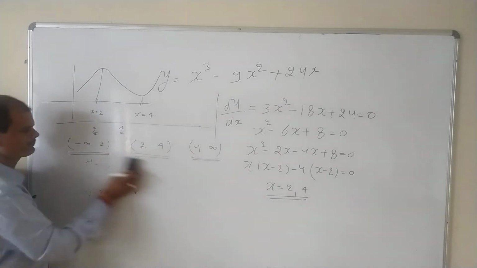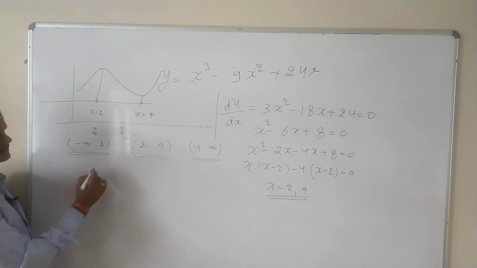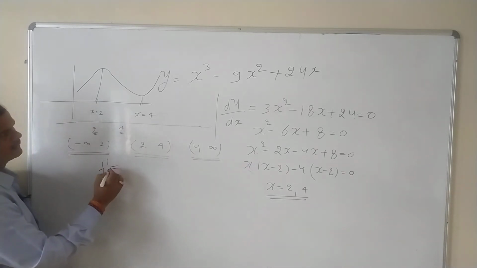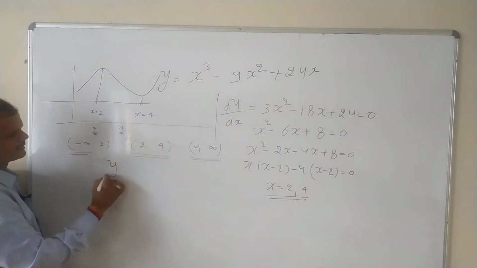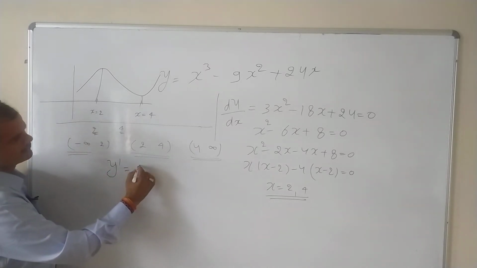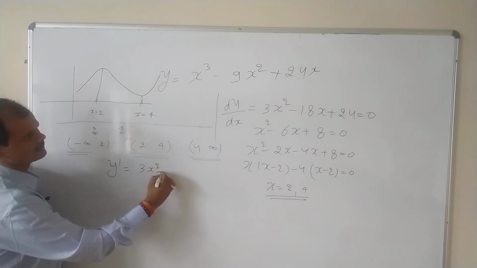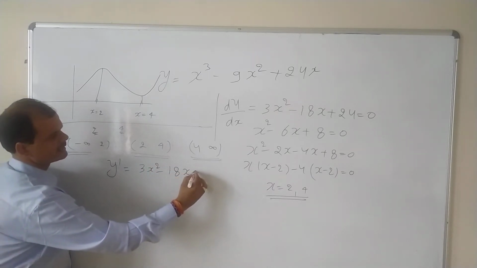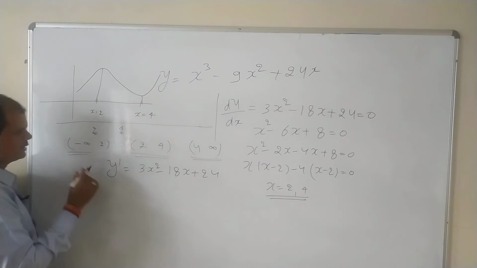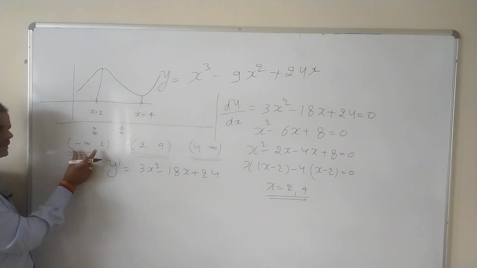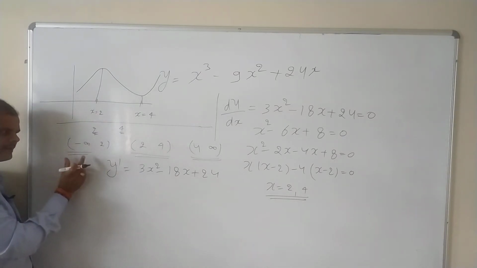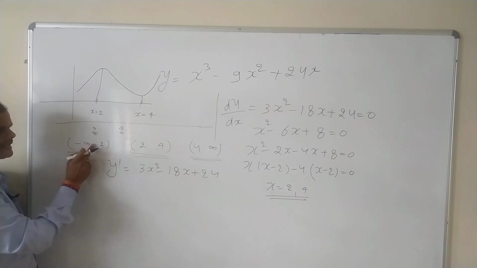Okay. So let us see. So your f dash, or y dash, we say y we have taken. So y dash equal to 3x square minus 18x plus 24. So I'll take any point here because the nature of y dash will be the same throughout the interval. So I take x equal to 1 here.